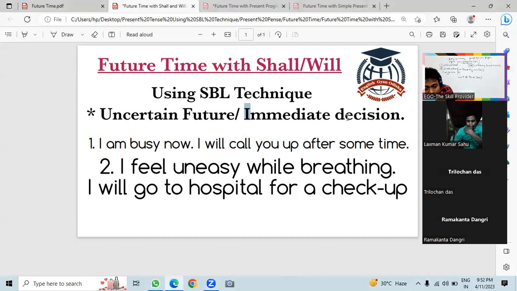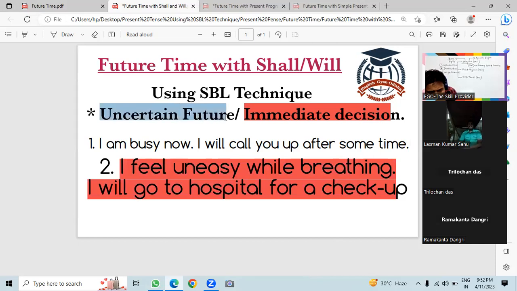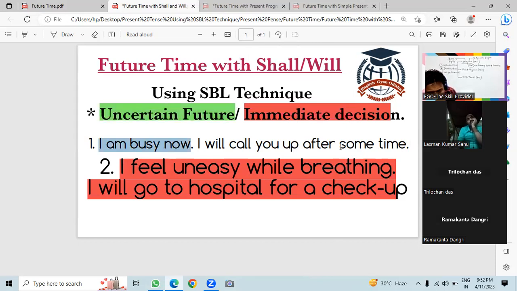That is very interesting. This is something called immediate decision. Because I feel something, and then I thought it is better for me to go. And this is uncertain future. That is not certain. Let me highlight it in green. I'm going to highlight it like this. So that is more important, friends.